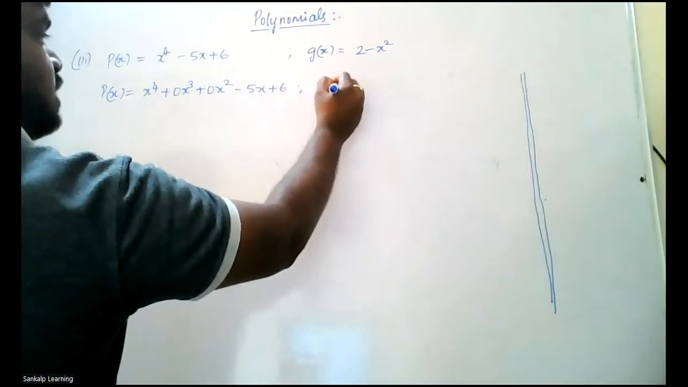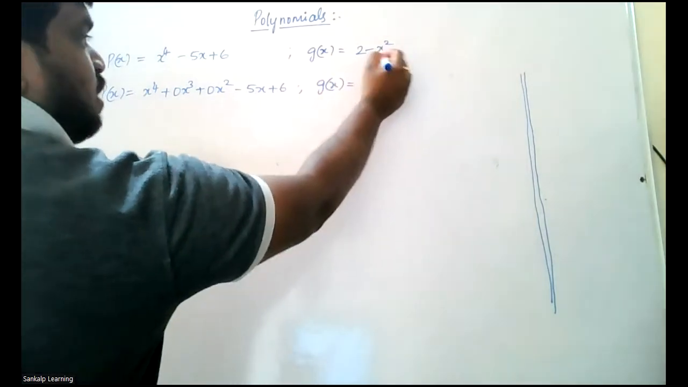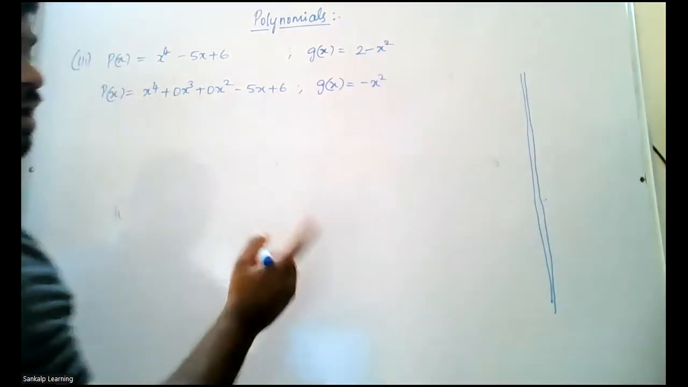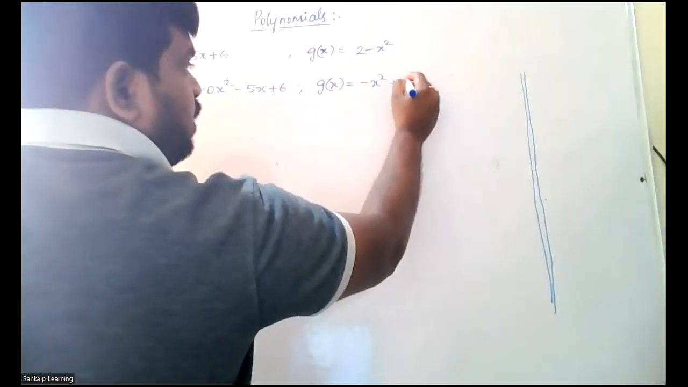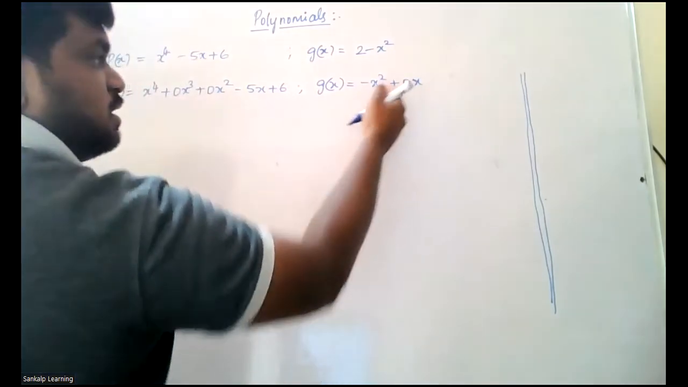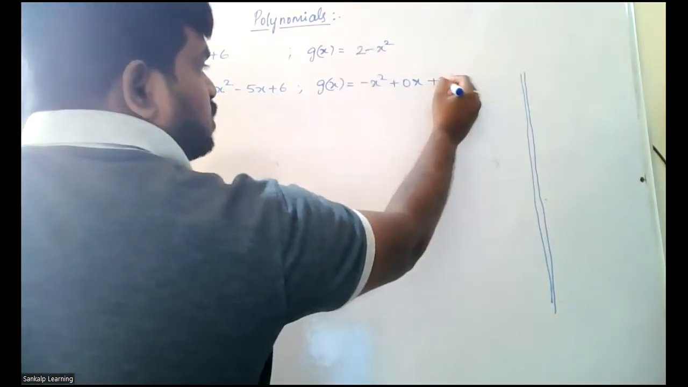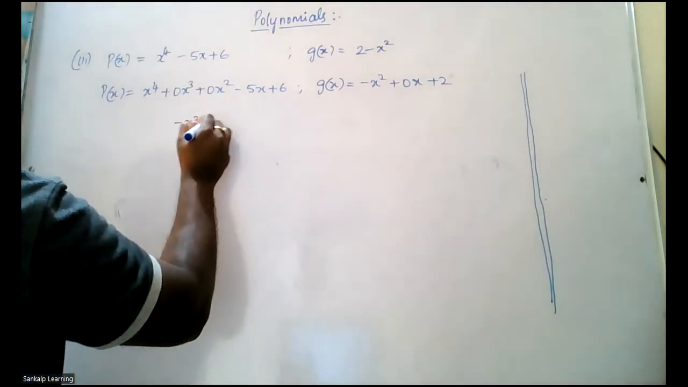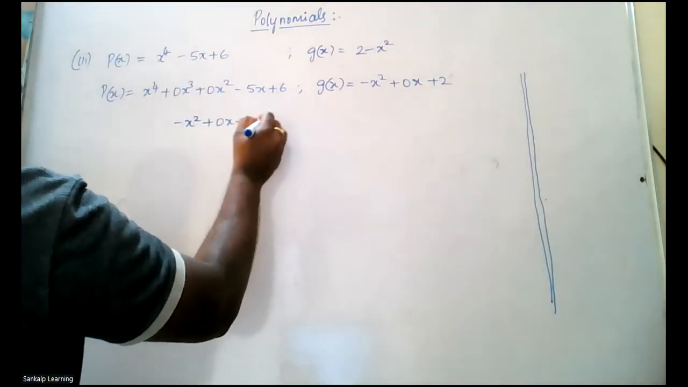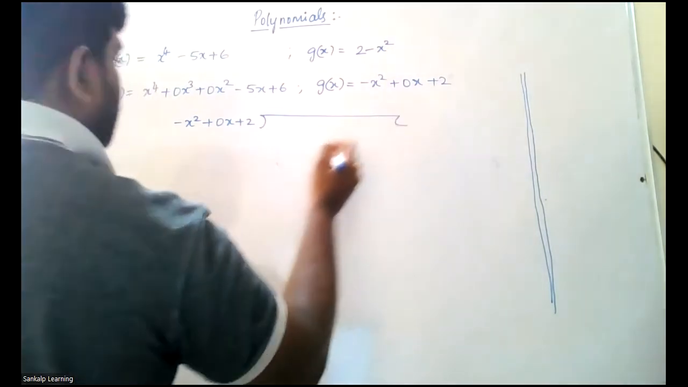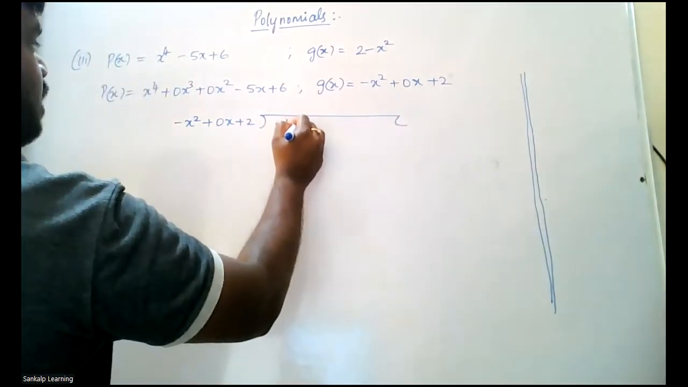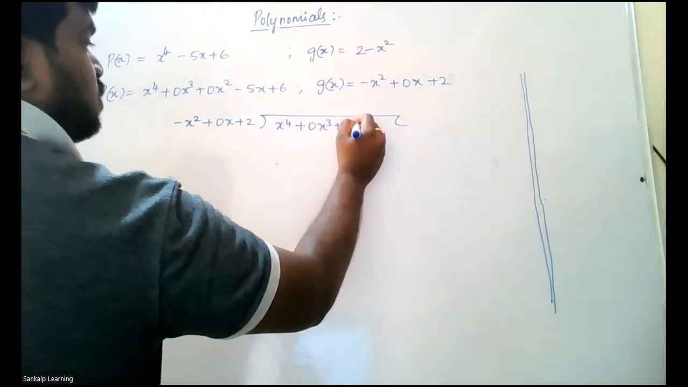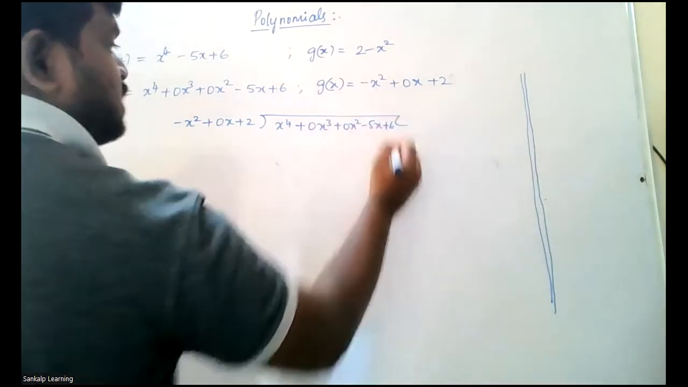G of x, let's rearrange it properly. First comes x square. What is the sign of it? Minus. So minus x squared. After x square, it is x, plus 0x, which is not there. So let's introduce it. Then the constant number, positive 2. Okay. Now let's divide it. Minus x squared plus 0x plus 2. Then the P of x, x power 4 plus 0x cube plus 0x square minus 5x plus 6.